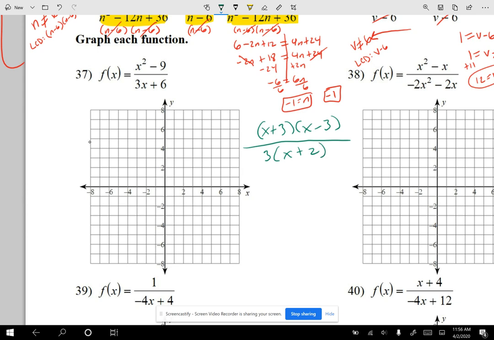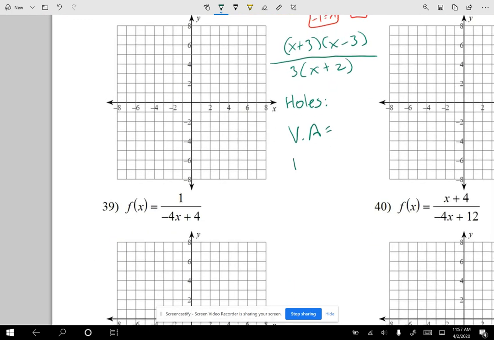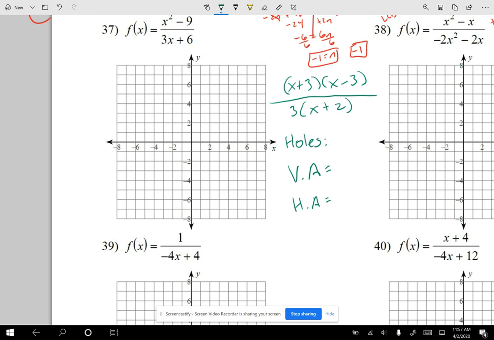From this information, I'm going to get either holes. I'm looking for if there's information about holes. I'm looking for vertical asymptote. And I'm also looking for horizontal asymptote. Now, if I cancel any factors, that's going to give me a hole. What I mean with that is, let's say I had an x plus 5 on top and an x plus 5 at the bottom. I canceled those, so that's going to give me a hole.